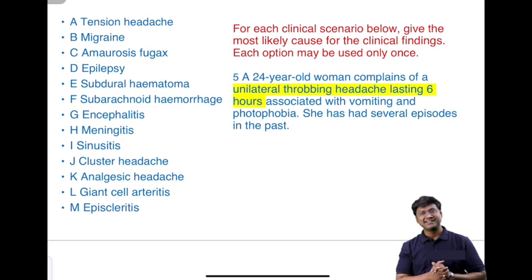And the last important clinical scenario: a 24-year-old woman complains of unilateral throbbing headache lasting for nearly 6 hours, associated with vomiting and photophobia. She has had several episodes in the past. So what is the clinical diagnosis? The description itself, unilateral throbbing headache associated with vomiting and photophobia, is classical of migraine. We have two forms, migraine with aura and migraine without aura.